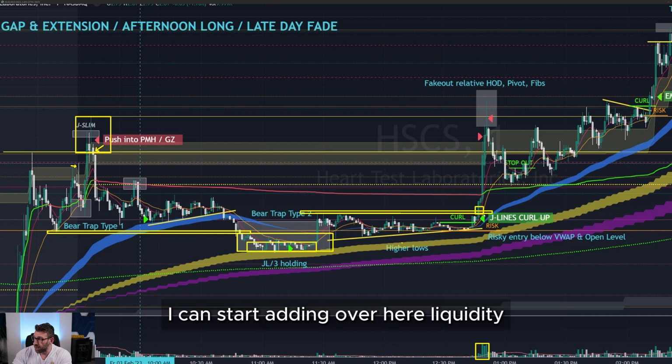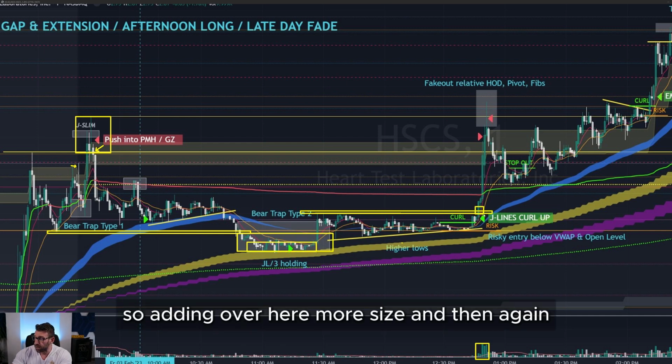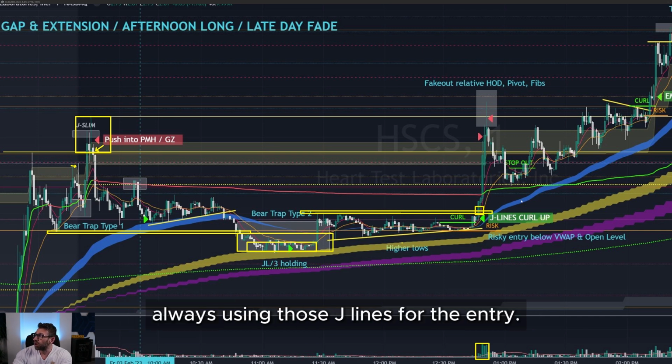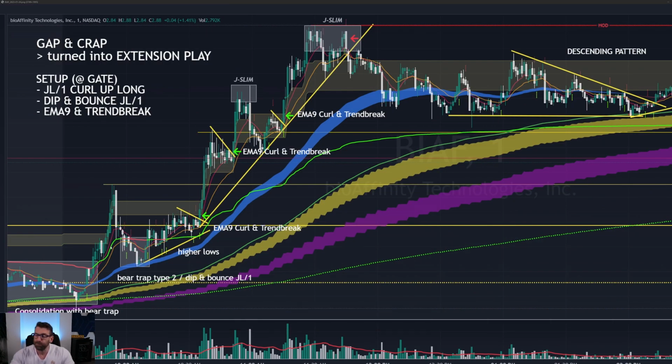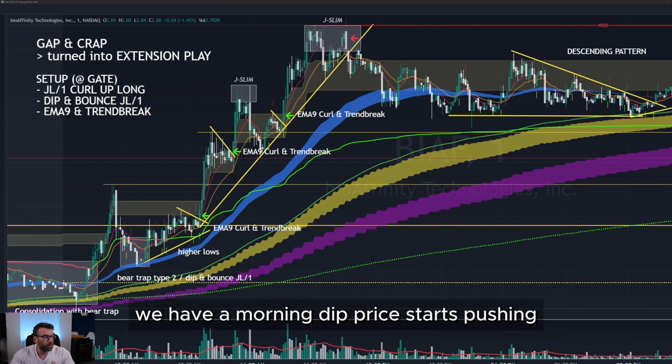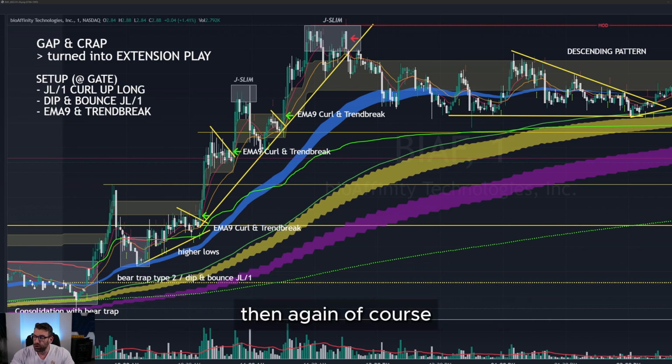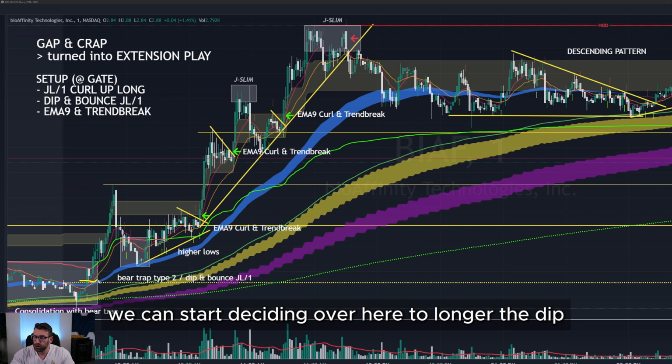I can start adding over here liquidity, so adding over here more size. And then again, a push to the upside, always using those J lines for the entry. Same setup over here. We have a morning dip. Price starts pushing. And again, of course, we can start deciding over here to long on the dip.